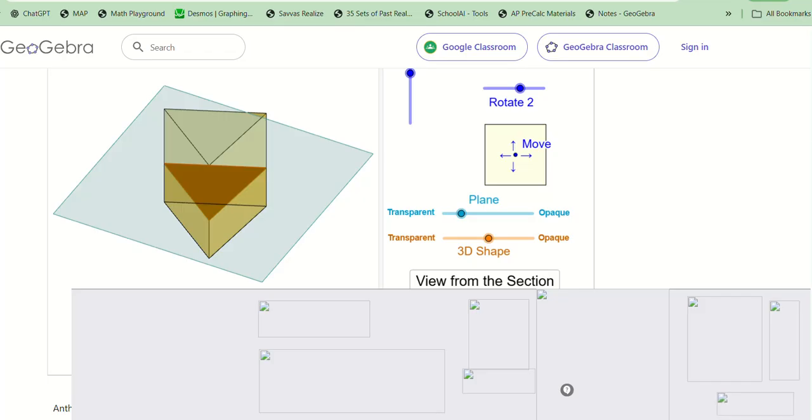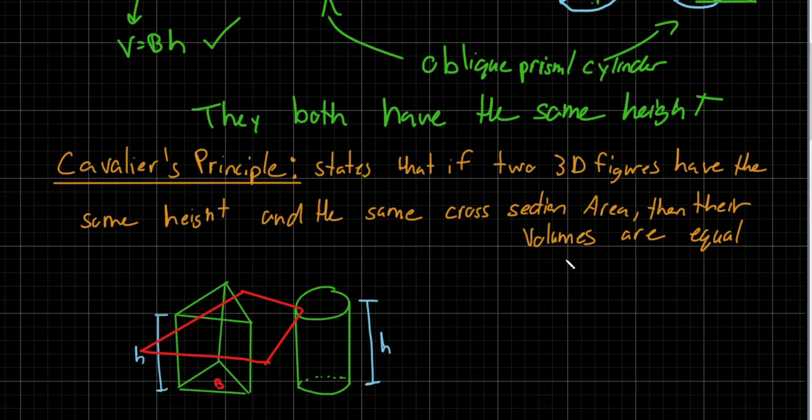A triangle. So we have a triangle down below. So our cross-section shape is a triangle. There, it's right there. So that's my cross-section. That's the one I'm talking about. So this is my base.